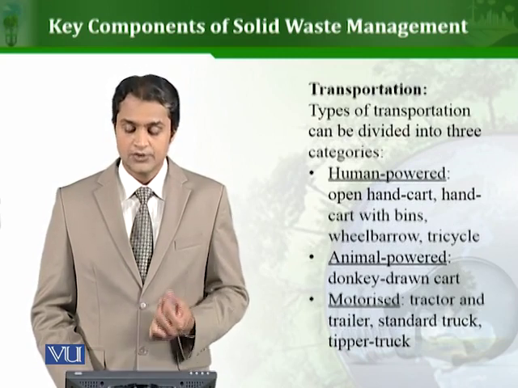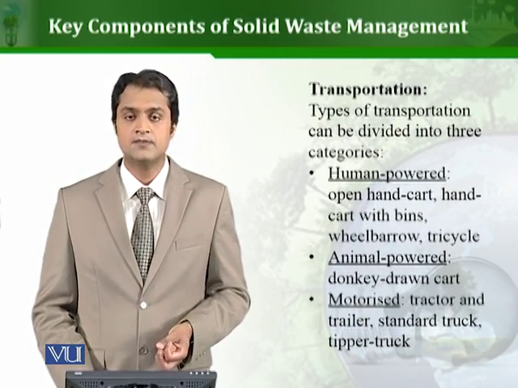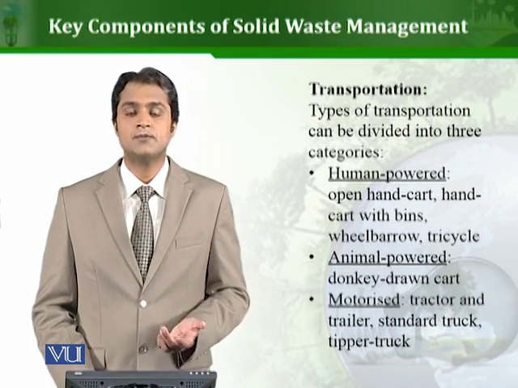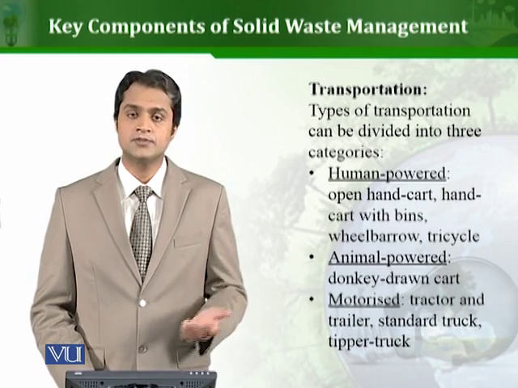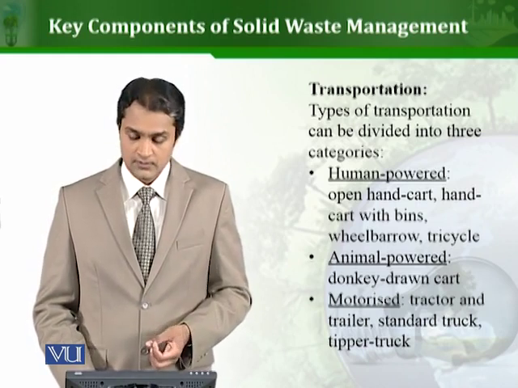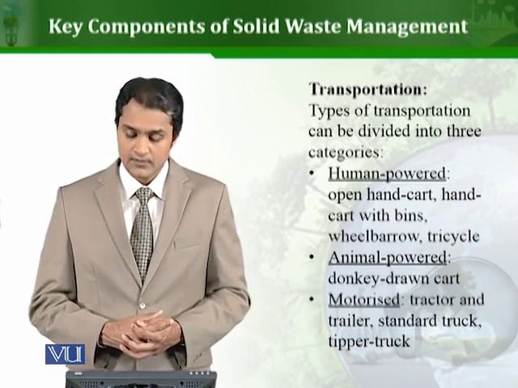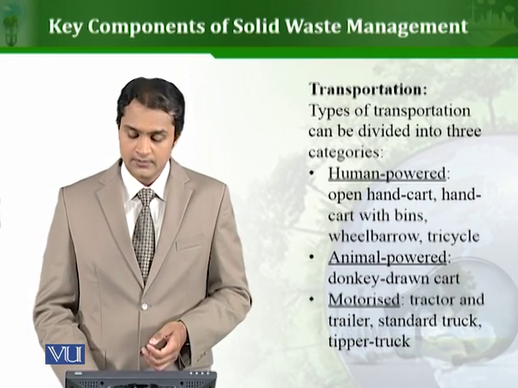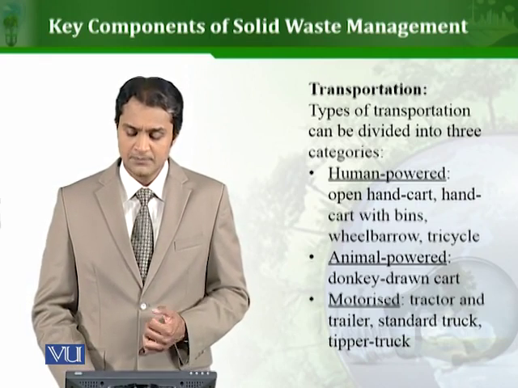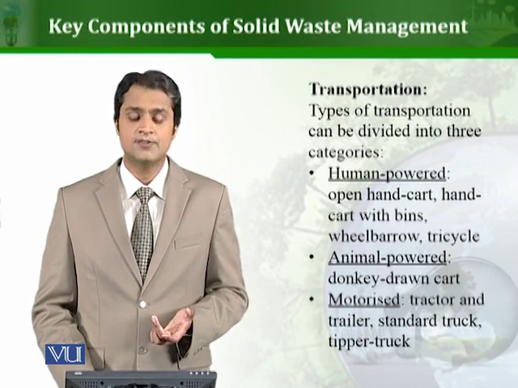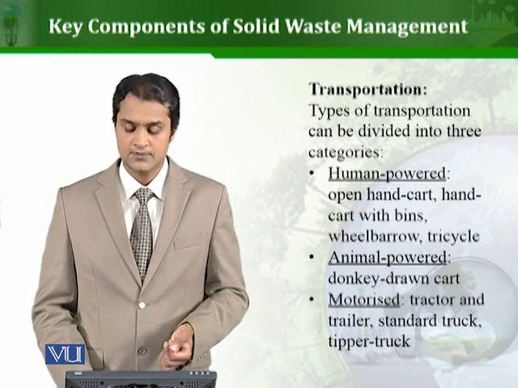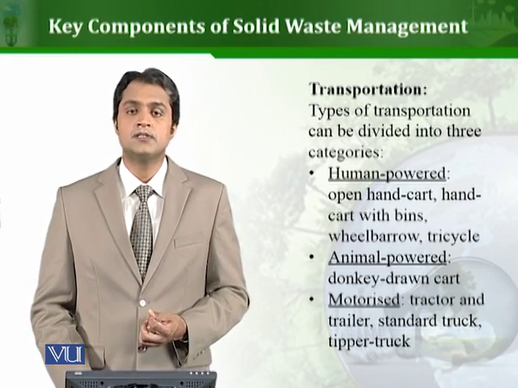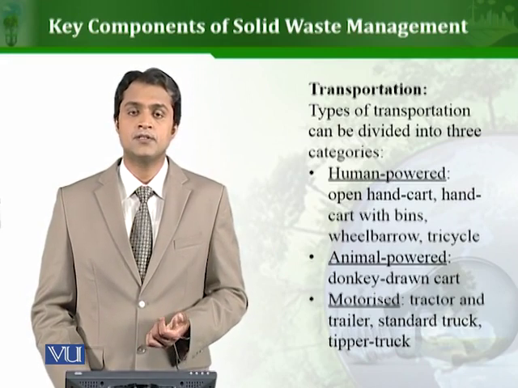For example, human powered transportation is there, and obviously it will be used for the disposal sites which are closer to the population. It includes open hand carts, carts with bins, wheelbarrows and other such things. Animal powered transportation is there as well, and motorized is there as well, which includes all the vehicles which can be used to transport the collected waste to the disposal site.